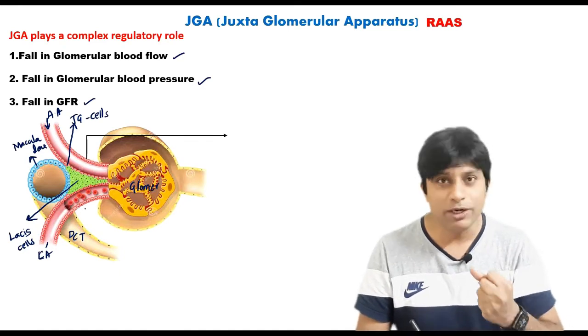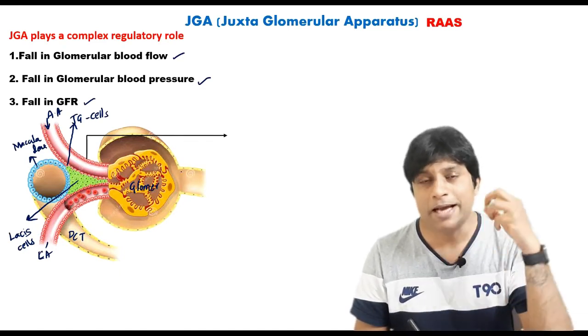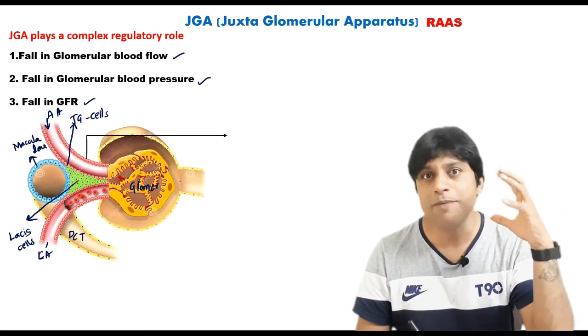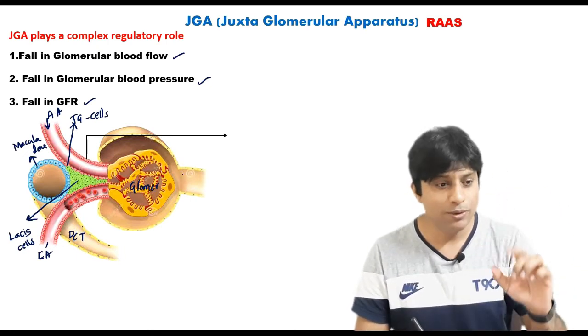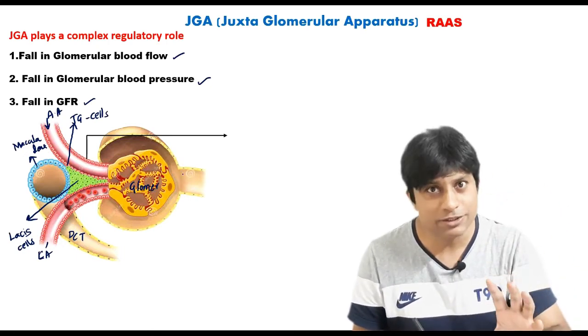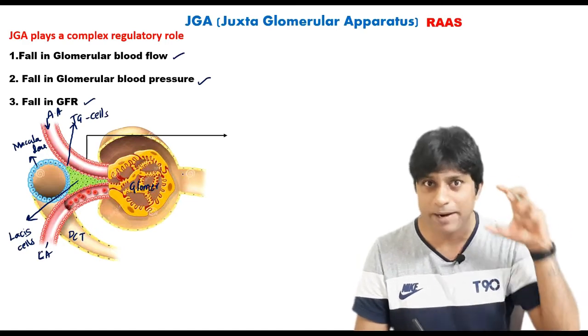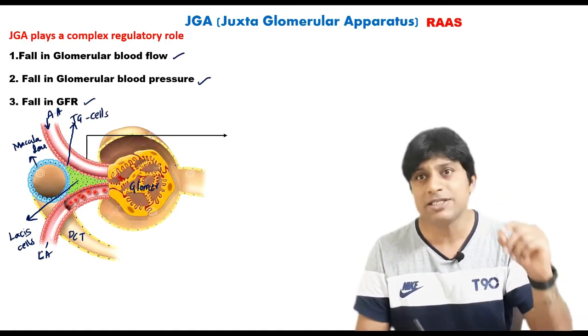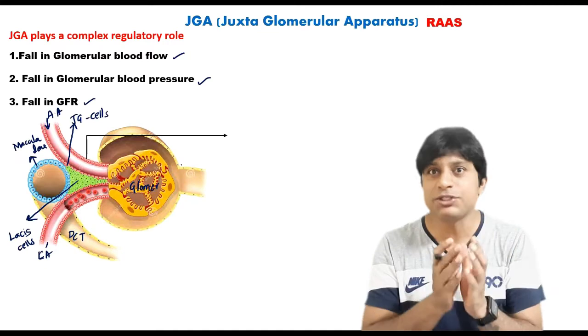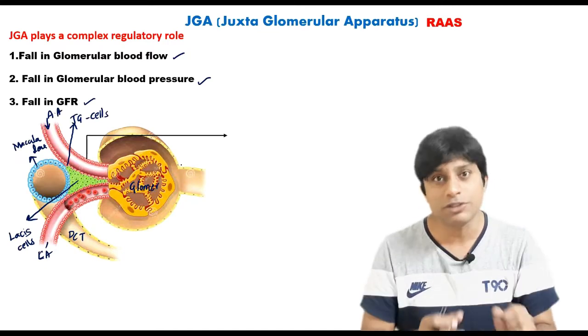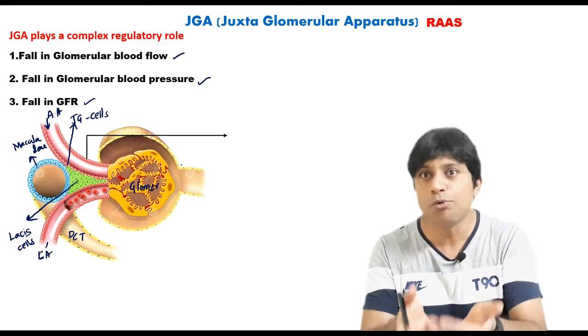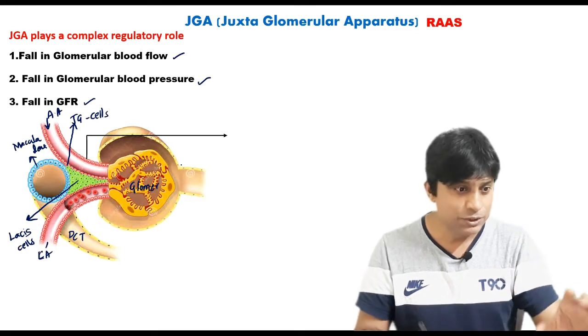Now here you can ask me, what is the function of macula densa? Macula densa acts as a chemoreceptor. So juxtaglomerular cells act as baroreceptors which detect the blood pressure, and macula densa acts as a chemoreceptor which detects the amount of salts, so whether the salt content is more or less. Fine.